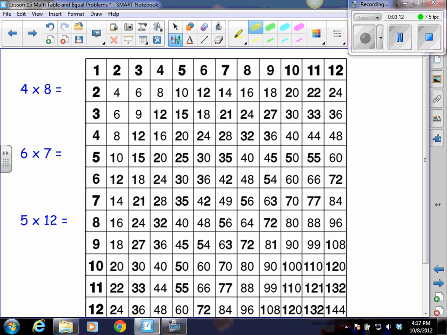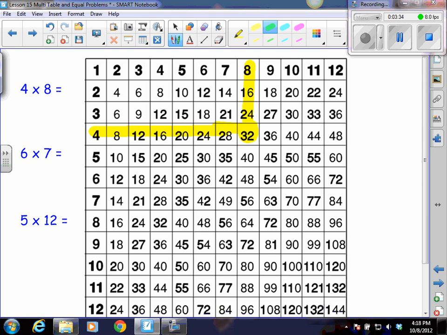If I start at 4, and I'm going to start moving this way, and I'm going to hold up for a second, and then I go to the 8 and start moving down this way, where these two intersect, which happens to be right at 32, that is our answer. So 4 times 8 is 32.